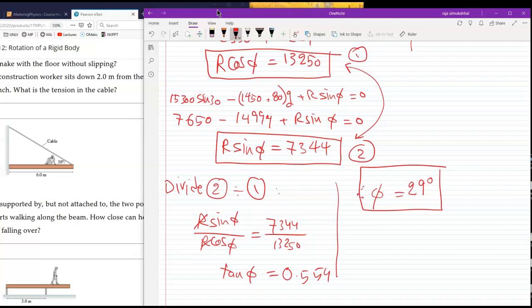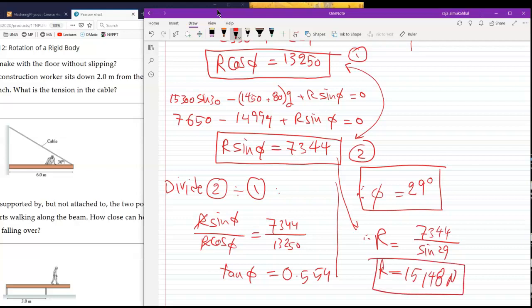Now I can pick one of them. Let's say I pick equation 2. Therefore, R in this case is going to be equal to 7,344 divided by sine 29. So 7,344 divided by sine 29, answer. So the reaction, or whatever you call that vector, there's a name to it, I forgot, is 15,148 Newtons. There we go.